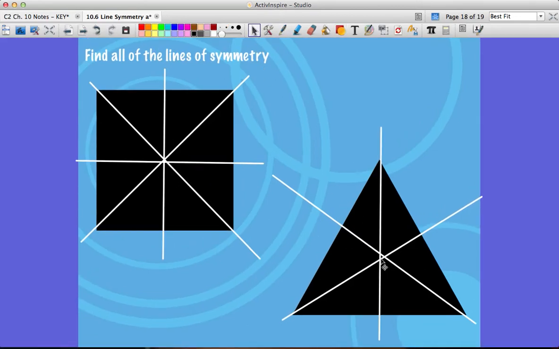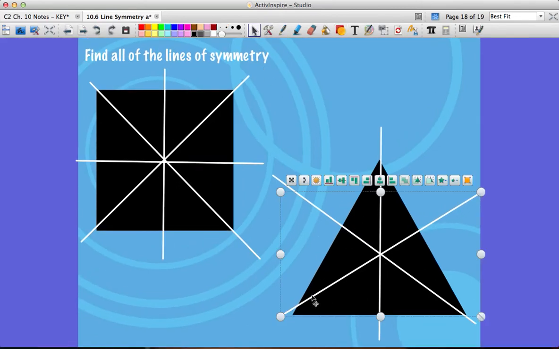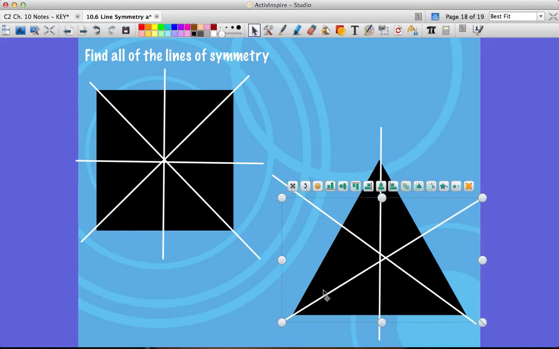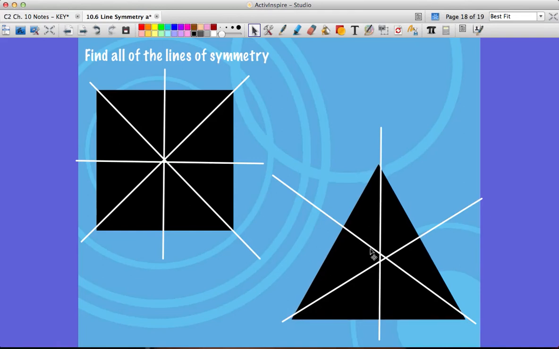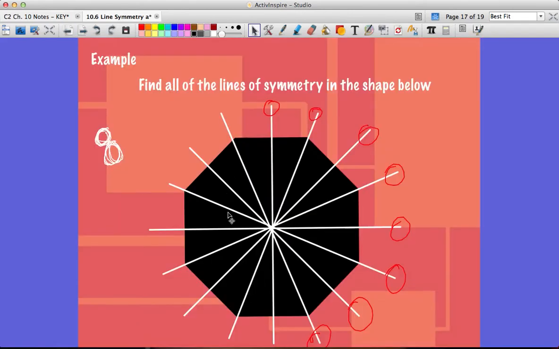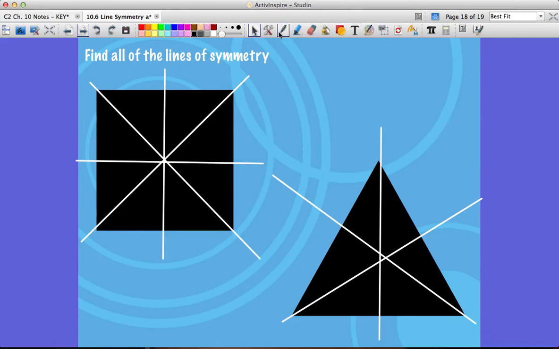So what I want you to post to Edmodo is if you found any connection between the shapes and the number of lines of symmetry. This is an equilateral triangle. This is a square. And this is a regular octagon. And I want you to post to Edmodo if you found any relationship between the shape and its number of lines of symmetry.